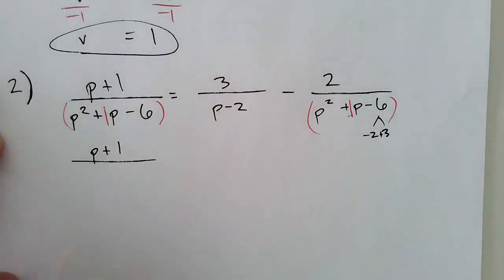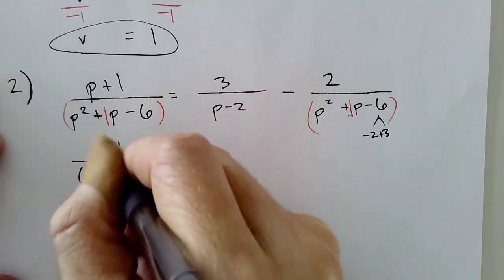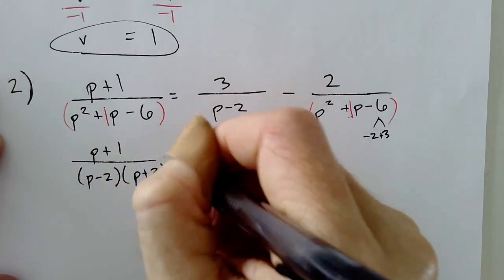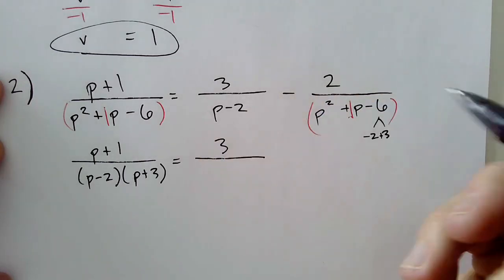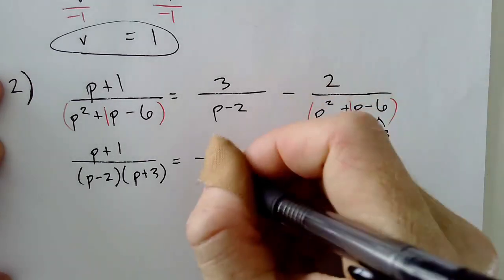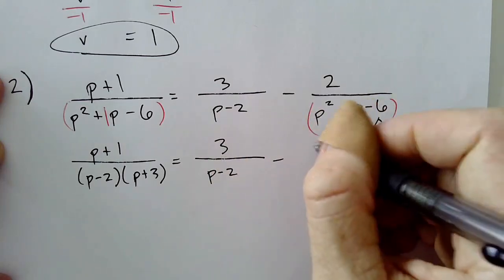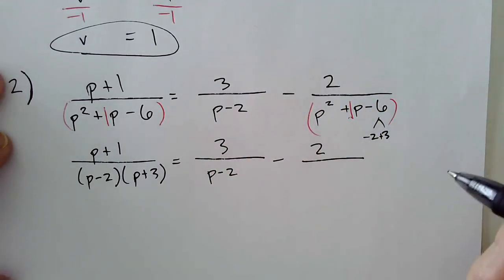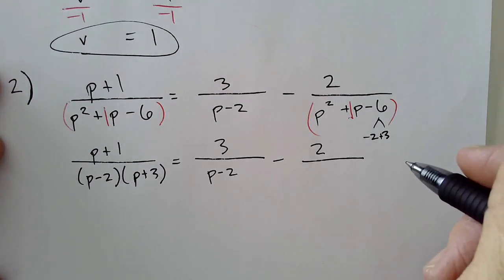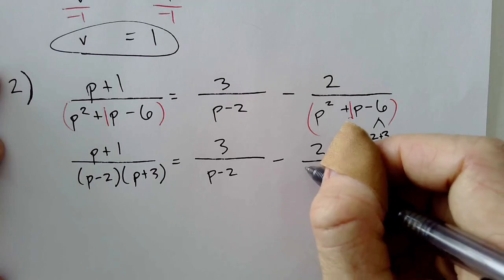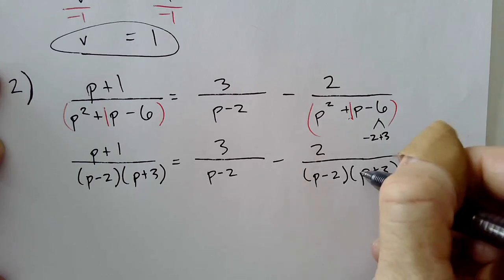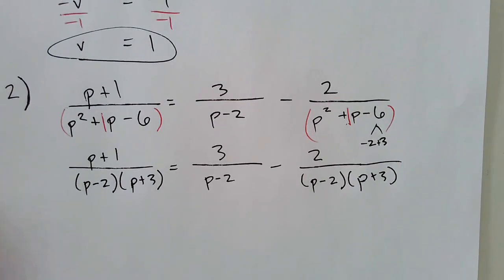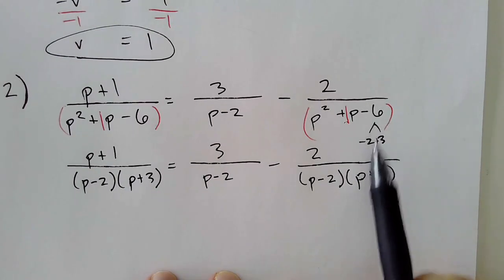P minus 2 times P plus 3 equals 3 over P minus 2, minus 2 over P minus 2 times P plus 3, because it's the same thing. Okay, so this right here is now what we have, and this up here goes with the other problem, so don't confuse it.